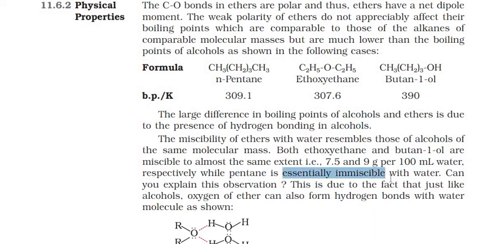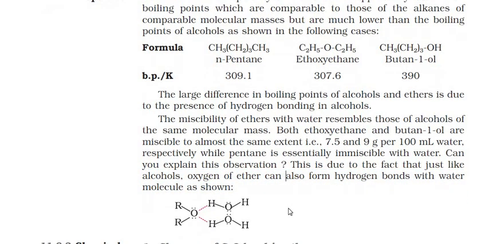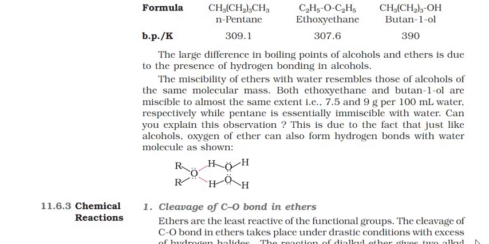That means if you add pentane, normal pentane, in the water, what are you going to get? You are going to get two different layers, one is a water layer and the other is a pentane layer. Now why is it so? This is due to the fact that just like alcohol, the oxygen of ether can also form a hydrogen bond with the water molecule. Okay, so that's the reason. This is how it is formed.